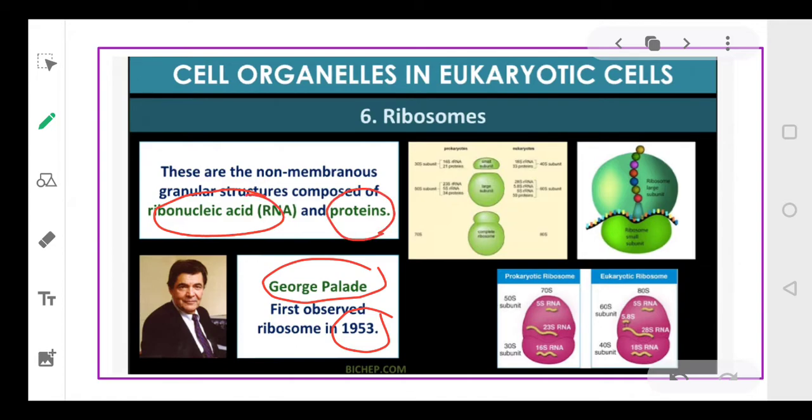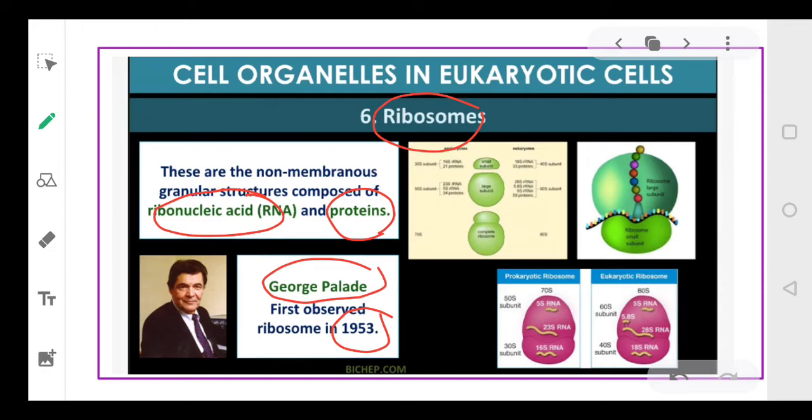So they existed as dense particles that were made up of RNA and proteins, and they were not surrounded by any membrane. So basically we should remember this, ribosomes are non-membranous. All your organelles are surrounded by a membrane, but ribosomes are not surrounded by a membrane. If somebody asks you, can you name a cell organelle which is not surrounded by a membrane? So that is your ribosome.